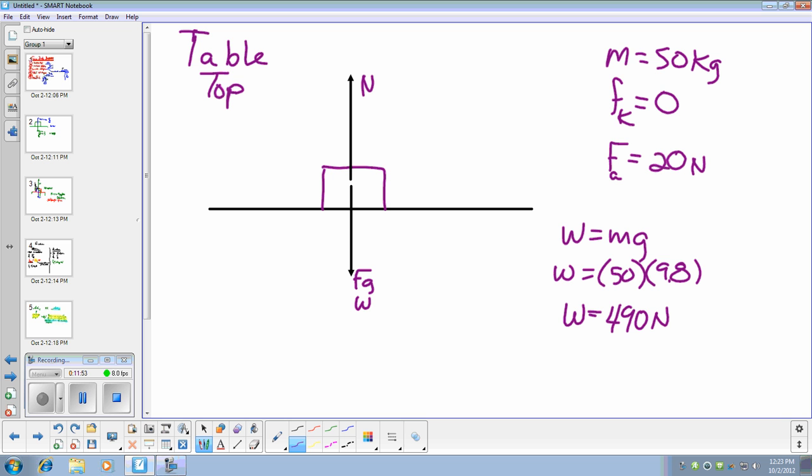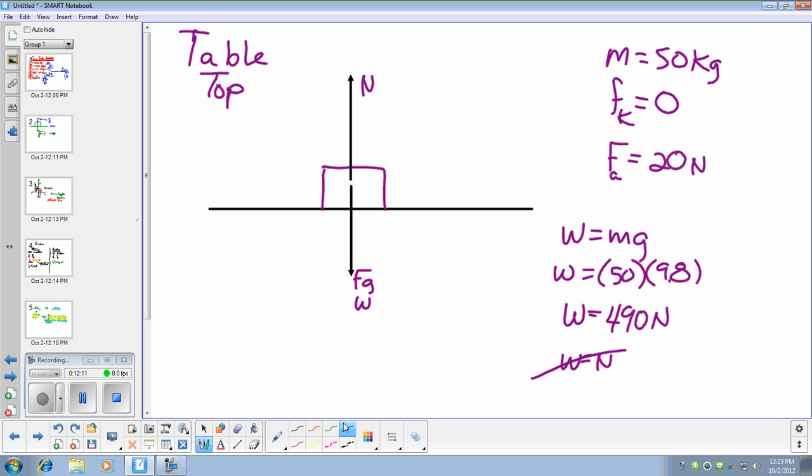Now, these values aren't super important to us right now, mainly because the weight and the normal are going to be equal to one another, so they're going to cancel out. So these forces are balanced, they're in equilibrium, they're not really influencing the problem in any way.